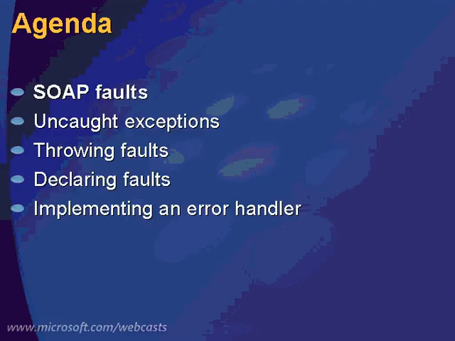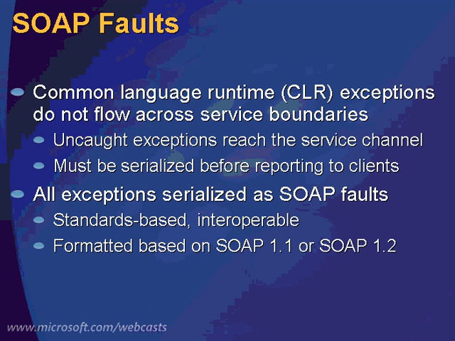So, starting with our agenda, let's start by talking about SOAP faults. When you throw exceptions from your assemblies in your application, typically what an exception will do is actually propagate all the way up to the runtime if it goes uncaught. So for example, if you're running a Windows application, what will happen is your exceptions will flow all the way up to whatever that main thread is, and it will kill the Windows application ultimately.